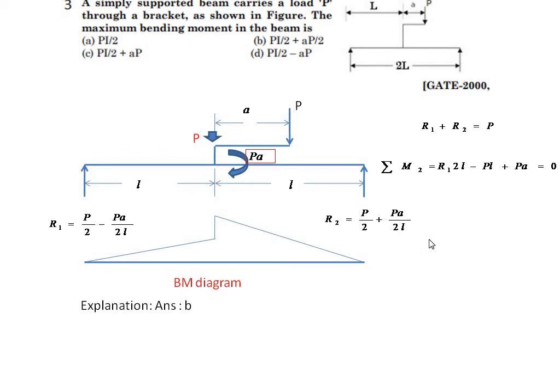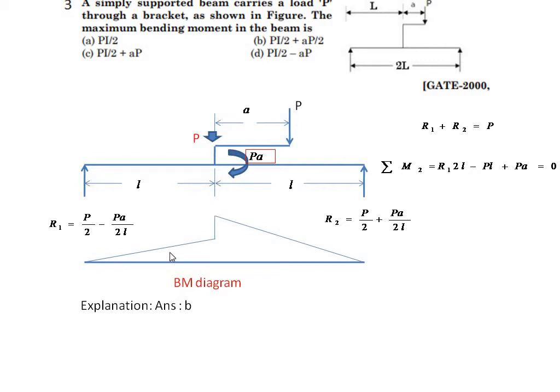Right. So now the point is we want to find the maximum bending moment. The bending moment diagram will be somewhat looking like this. Due to reaction R1, you will have a linear variation of bending moment, and exactly at this point, due to the application of this moment, there will be a sudden increase, and then again it falls down due to the loading P. So this is going to be the bending moment diagram. We want to find what is the value here.